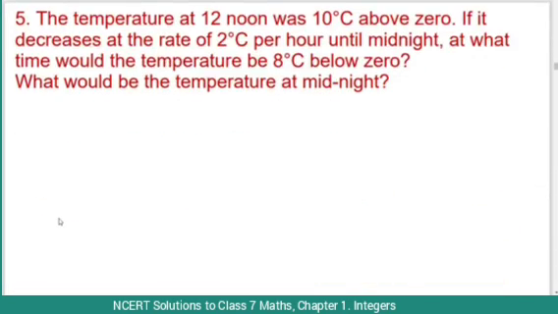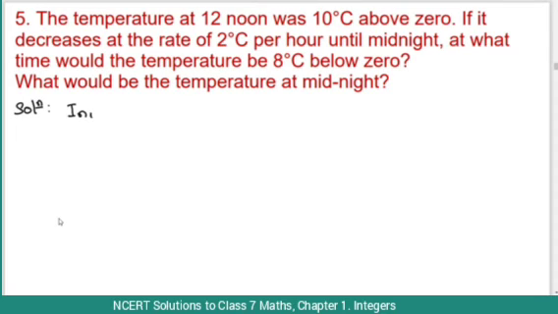Fifth question, the temperature at noon was 10 degrees Celsius above 0. If it decreases at the rate of 2 degrees Celsius per hour until midnight, at what time would the temperature be 8 degrees Celsius below 0? What would be the temperature at midnight? Solution.